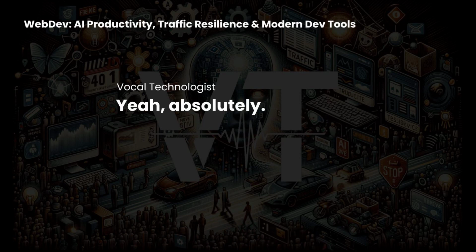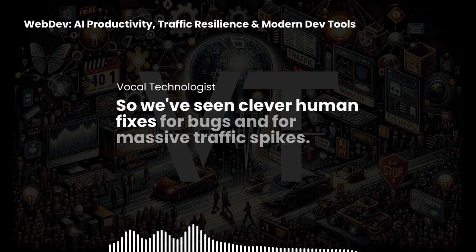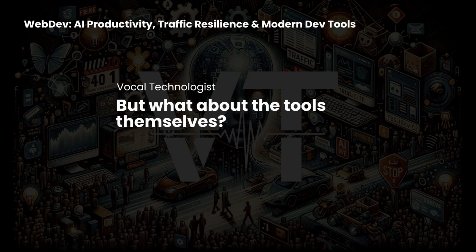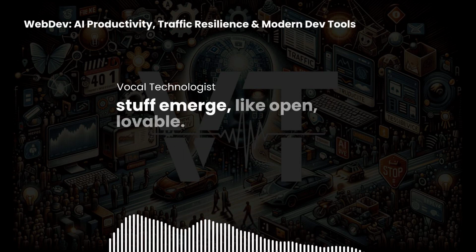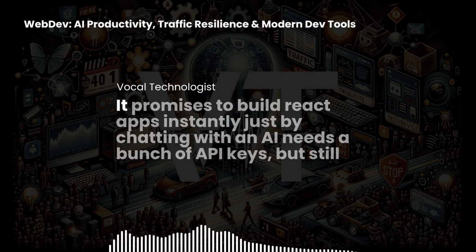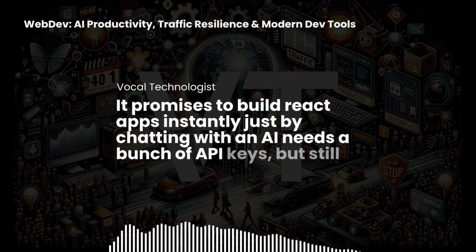Yeah, absolutely. So we've seen clever human fixes for bugs and for massive traffic spikes. But what about the tools themselves? Especially with all the buzz around AI and development. We're seeing some really cool stuff emerge, like Open Lovable. It promises to build React apps instantly just by chatting with an AI. Yeah. Needs a bunch of API keys, but still.